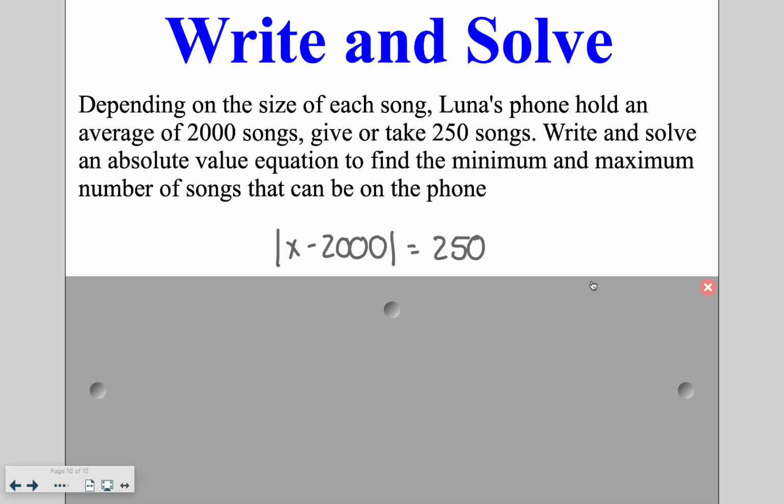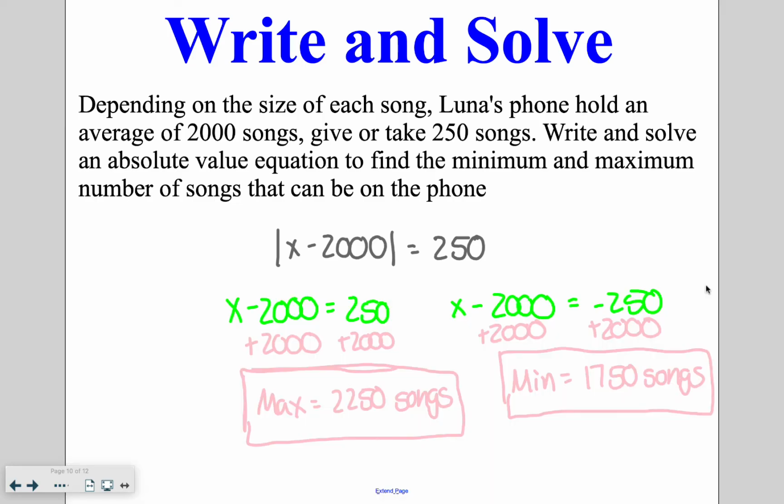When you write it, you get x minus that central average, 2,000, is equal to the 250 that we can change by. Now go ahead and solve the equation to find the minimum and maximum. This is where we split it into case 1 and case 2. That maximum is going to be 2,250 and the minimum is going to be 1,750 songs.